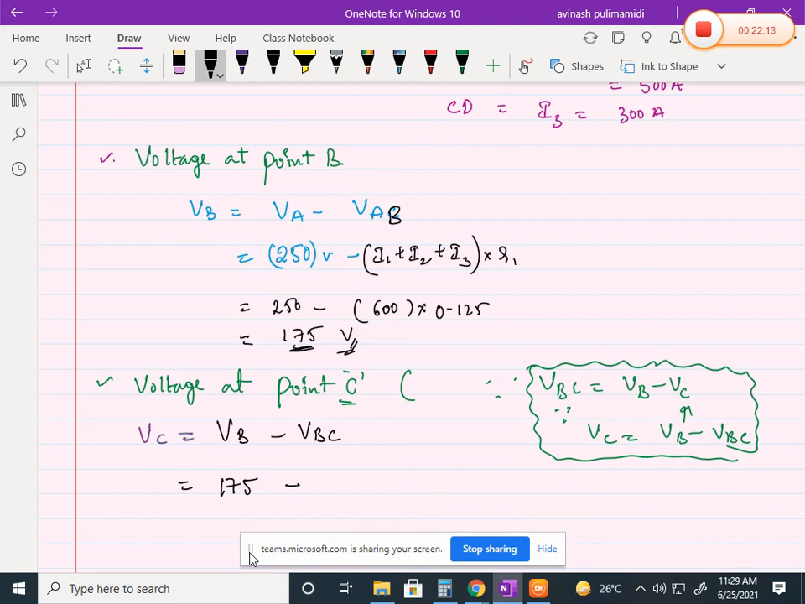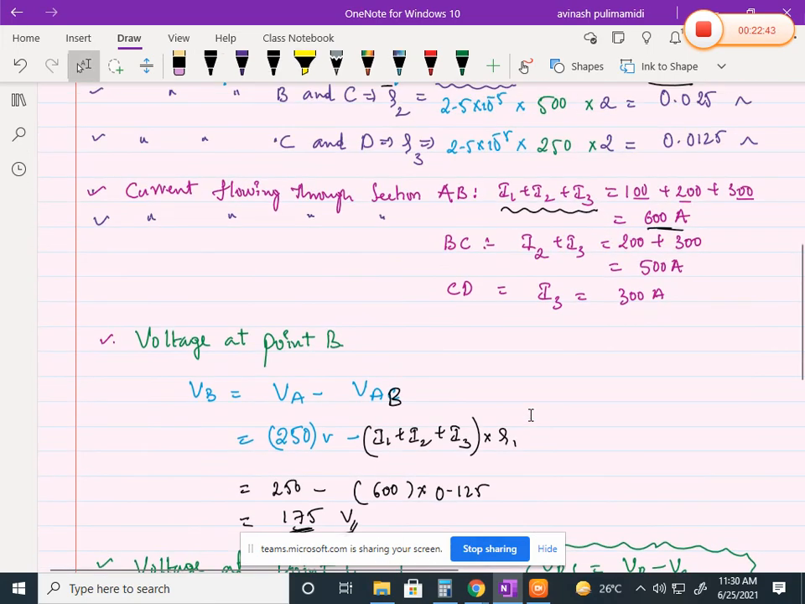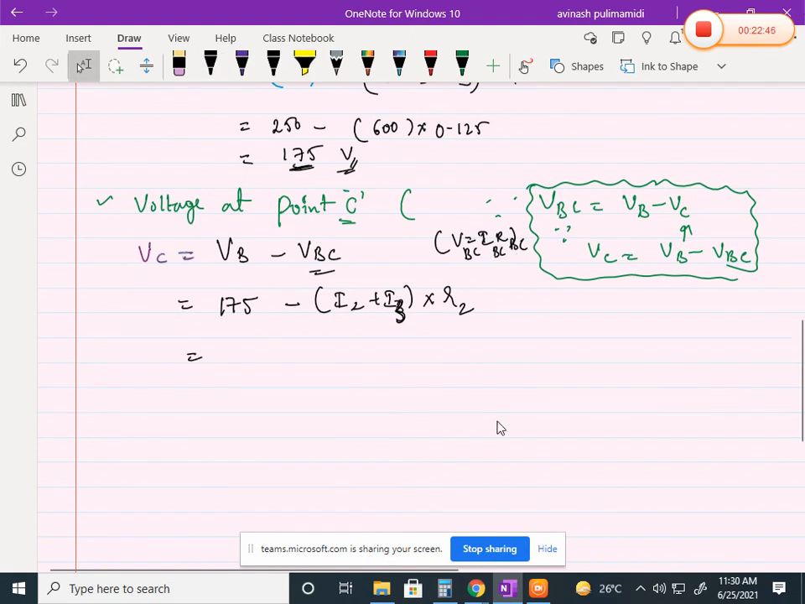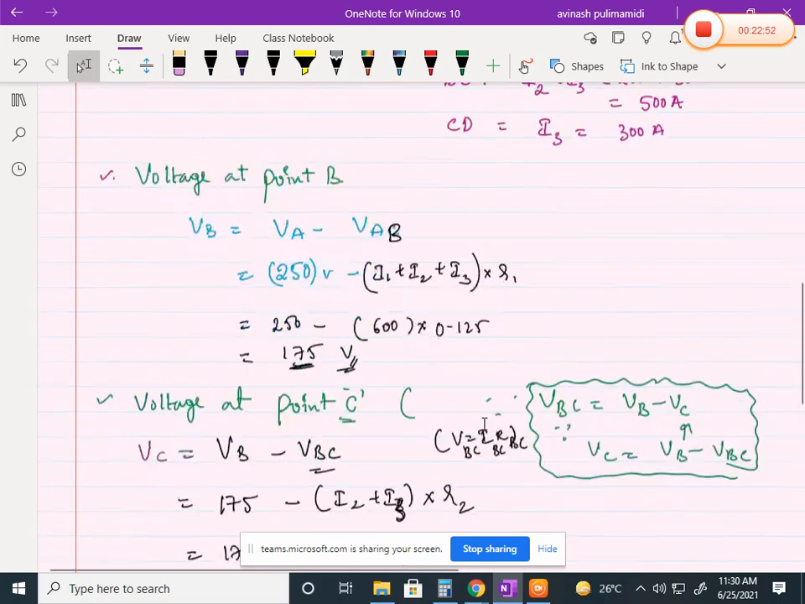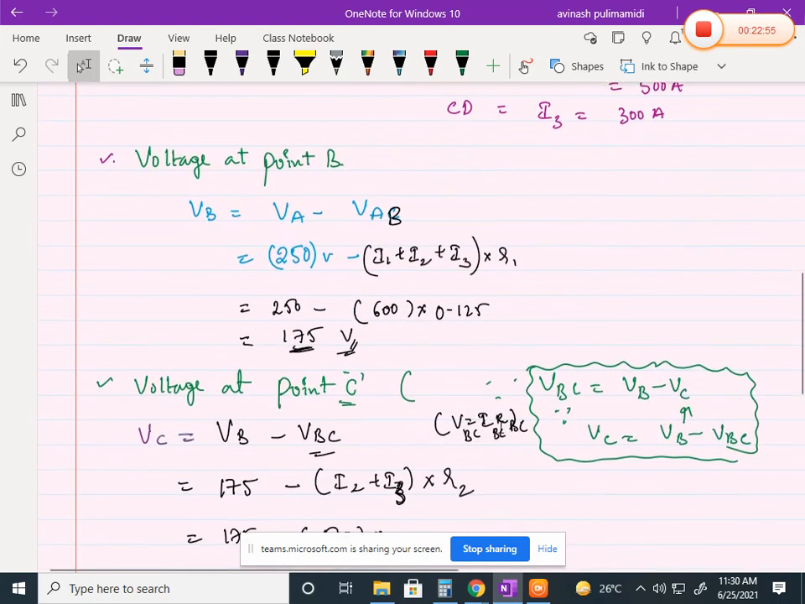What is the value of VB obtained in the above equation? 175 minus, what is the VBC? Branch current in the BC section, what is the branch current here? I2 plus I3 into what is the branch BC resistance? R2. Apply Ohm's law, V is equal to I into R. If I want to find VBC, it means IBC into RBC. Simple logic. What is I2 plus I3? 500. So 175 minus 500 into the value of R2, 0.025.